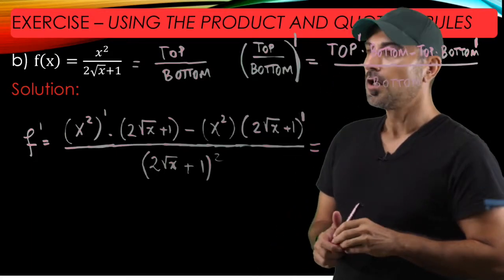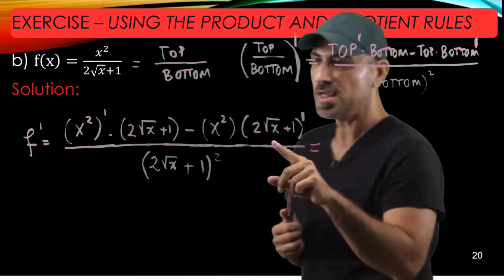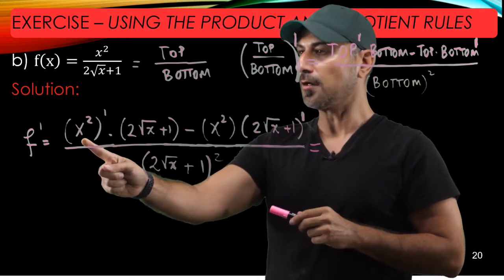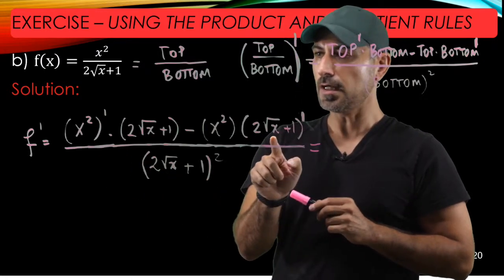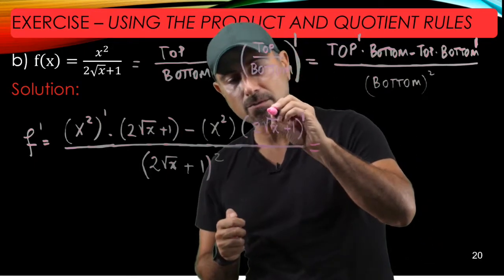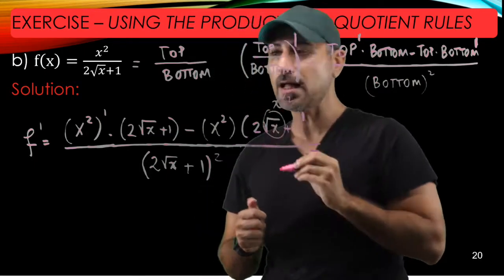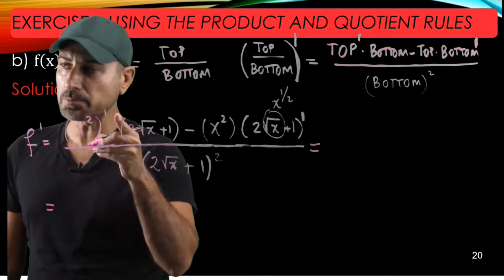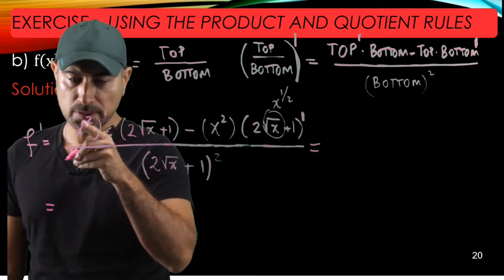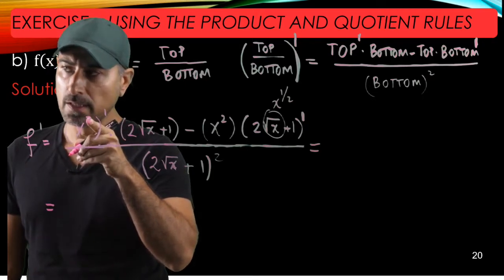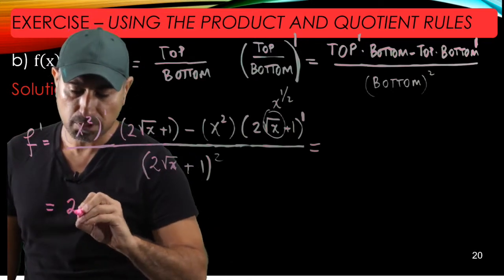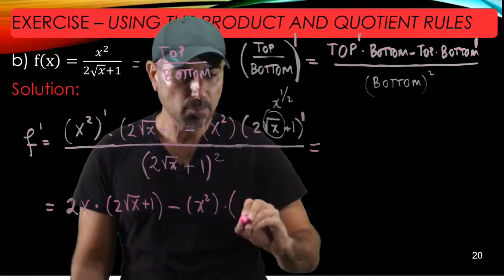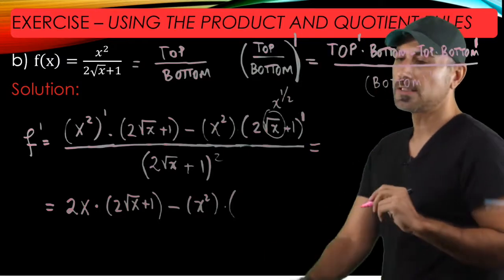So first off, we have x squared prime, and we have 2 root x plus 1 prime. For this one, we're going to use the power rule for differentiation. And for this one, I want to convert root x to the power of 1/2 first, and then apply the power rule next. We have x squared prime. By the power rule, this is going to be the exponent times x to the power of the old exponent minus 1. So in other words, it's going to be 2 times x to the power of 1, which is just x, times the bottom, and multiply it by the derivative of this quantity here.